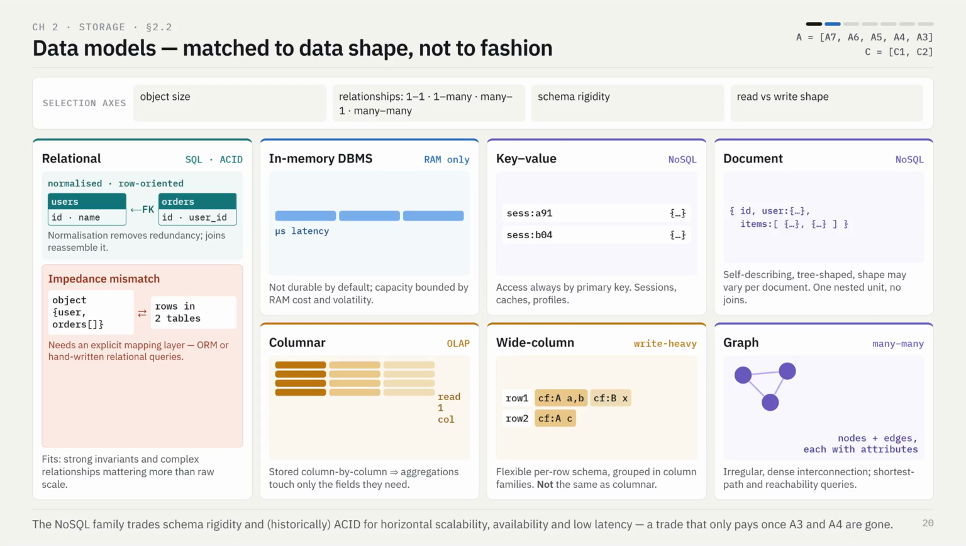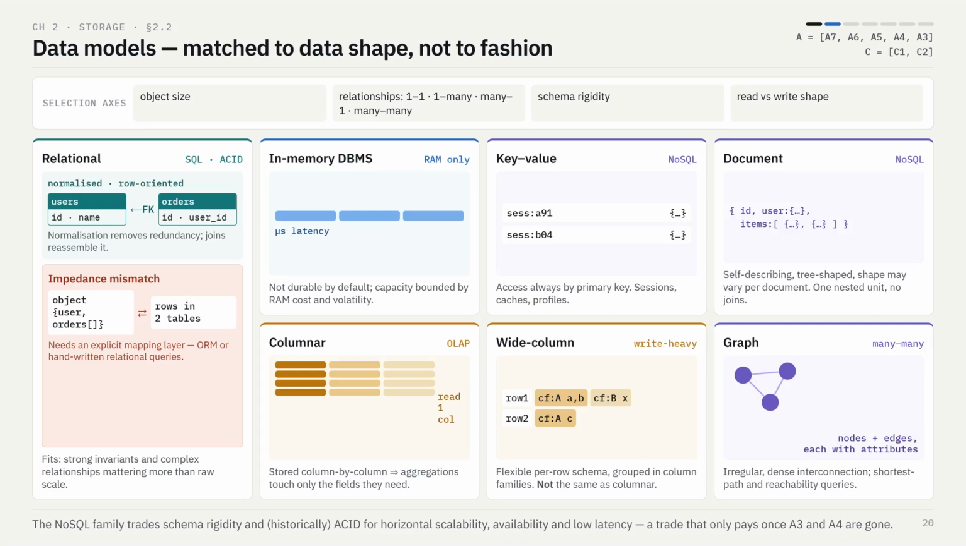NoSQL databases are a family of more flexible, historically non-ACID compliant data models optimized for semi-structured or unstructured data, horizontal scalability, high availability, and low latency, generally at the cost of strong consistency guarantees. These simpler data models also avoid the impedance mismatch problem and typically avoid the need for expensive join operations. And notice something about that trade. Horizontal scalability and high availability are benefits that only start to pay once A3 and A4 are gone. We're naming them here, but we can't yet motivate them.